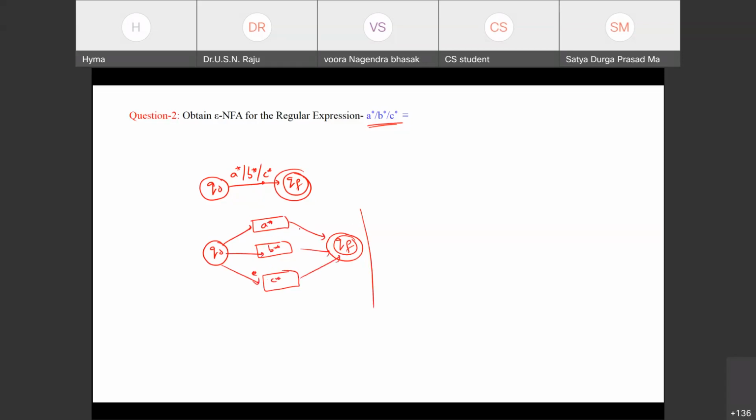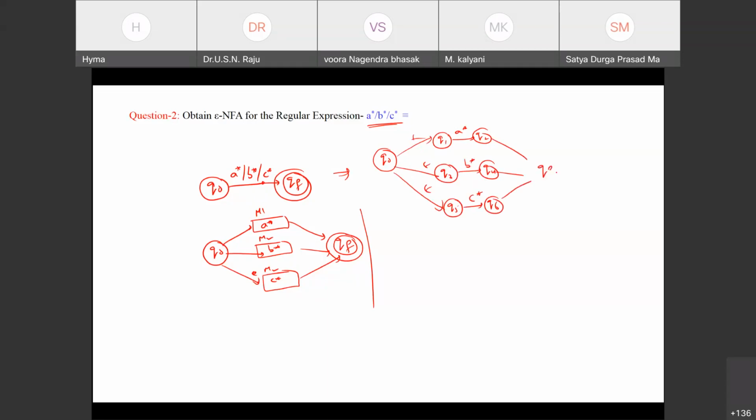Of course, I have drawn it, so now I'll be drawing it. This is for your understanding. This is M1, M2, M3. Now, what is the next diagram that you will get here? Q1, Q2, A star, then Q3, Q4, B star, then Q5, Q6, C star. And you know, OR operation means you need to use epsilons. Then from here to QF, epsilon, epsilon, epsilon.